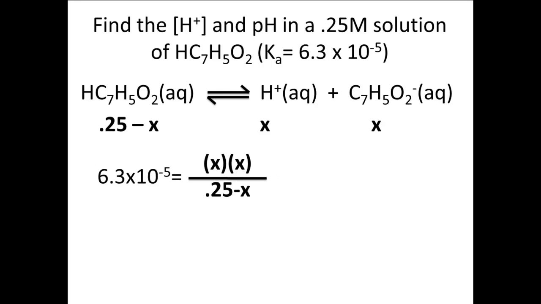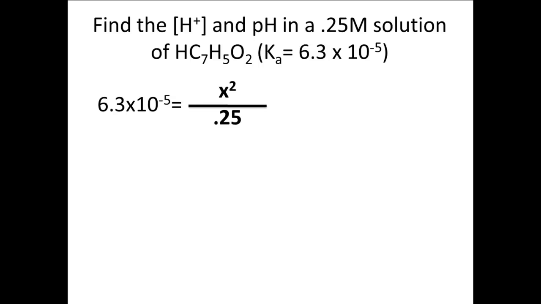We can solve this equation using the quadratic equation, which is relatively simple. However, if we can simplify this even more, the equation would be even easier to solve. We can actually do this if x is very small compared to 0.25. If it is, then when we subtract x, it does not change the value of 0.25 enough to make any difference. So we can ignore the effect of x in the denominator. The equation then becomes 6.3 times 10 to the minus fifth equals x squared over 0.25.